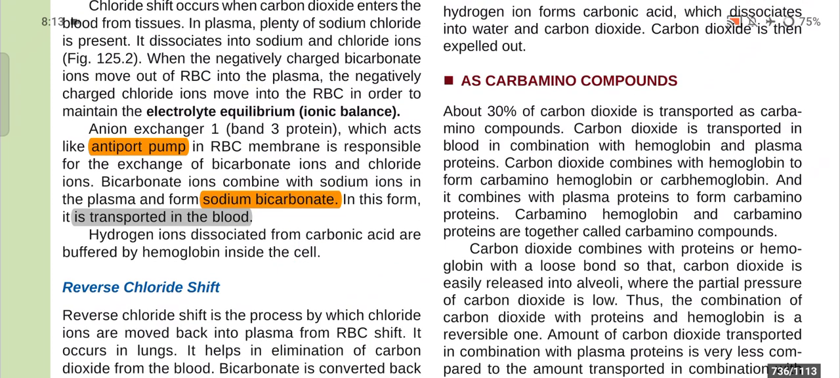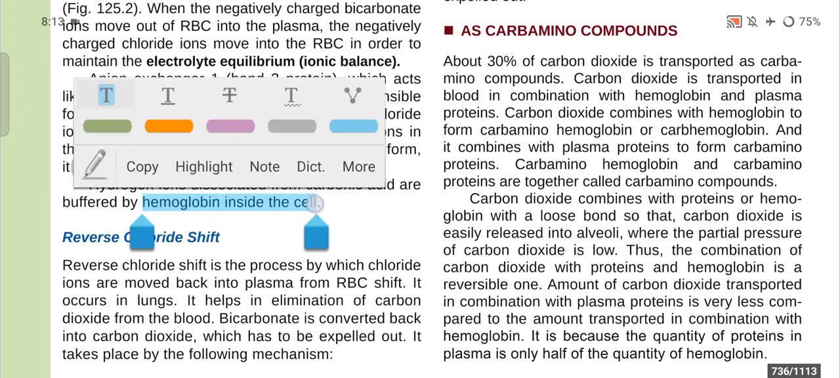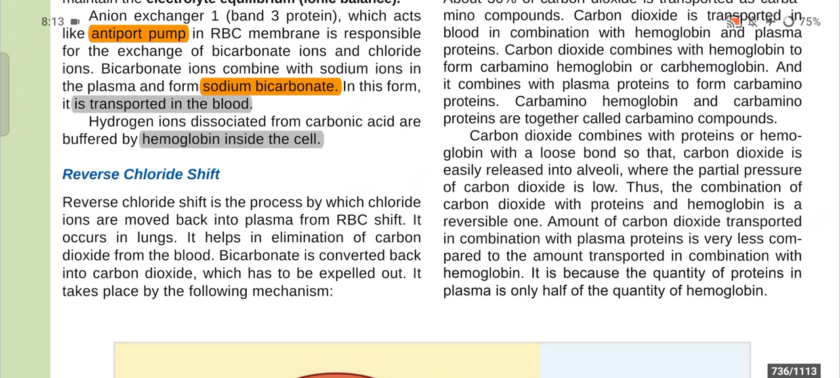Now hydrogen ions dissociated from the carbonic acid are buffered by hemoglobin inside the cell. So here hemoglobin acts as a buffer.